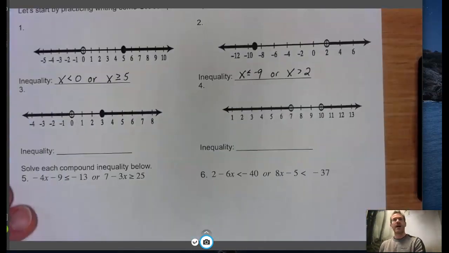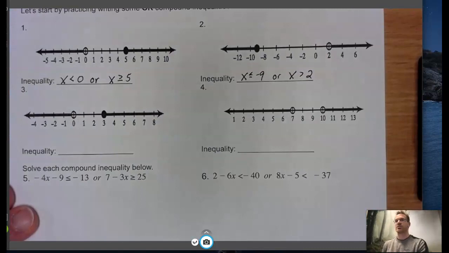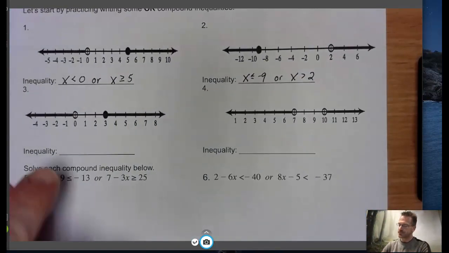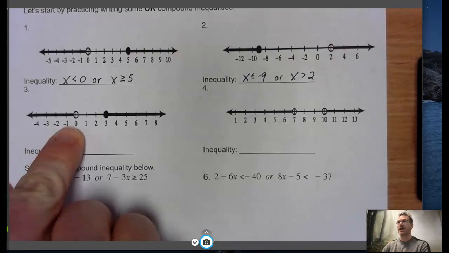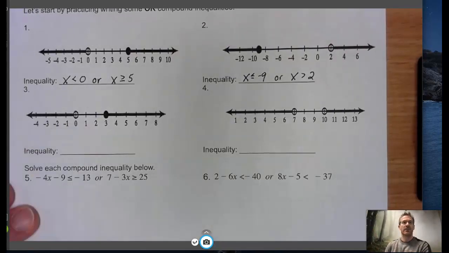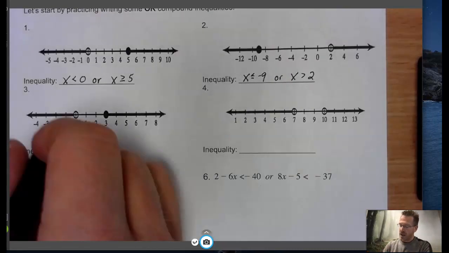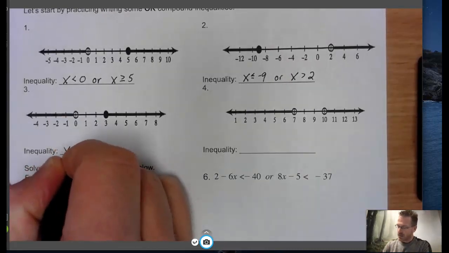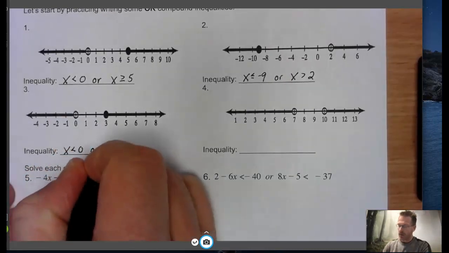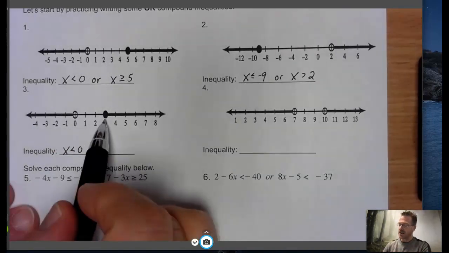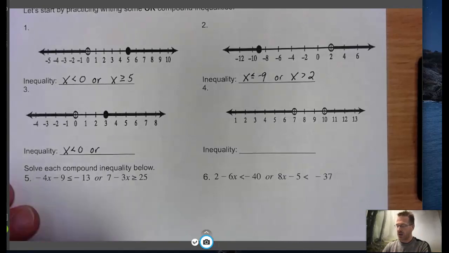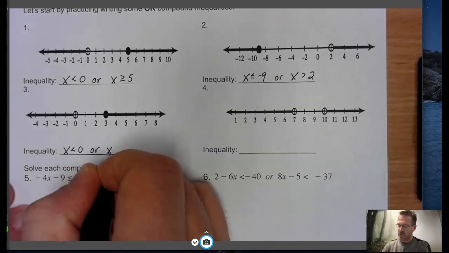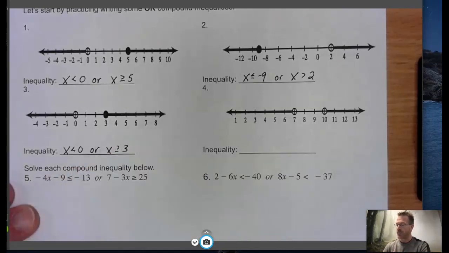All right, so now let's just look at number 3. And once again, we're just going to go piece by piece. All right, so when I look at my left side here, my anchor's at 0. I want all the numbers to the left of 0. All right, so that means I want all the numbers that are less than 0. Or I look at this side, now I have an anchor at 3, it's solid, and I want all the numbers bigger than 3 or greater than 3, so x could be greater than or equal to 3.